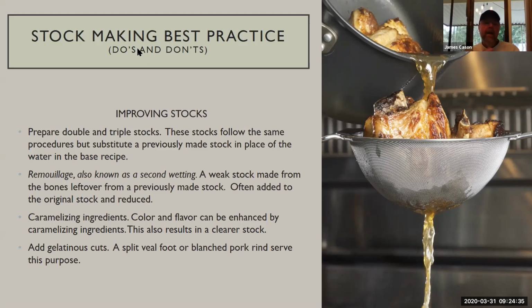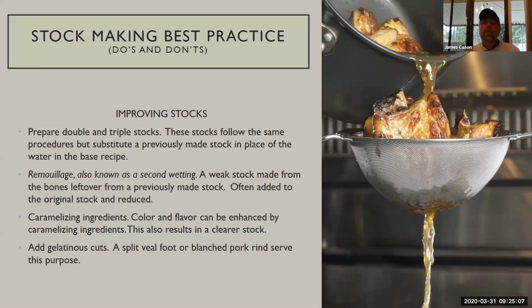And then add gelatinous cuts. A split veal foot or a blanched pork rind serve this purpose. This helps give the stock texture. You can order the split veal feet. You can also order split pig's feet, and those work as well. Except where I'm from, we like to eat them. We don't put pig's feet in stocks. What a waste. We're going to eat those things. Trotters.